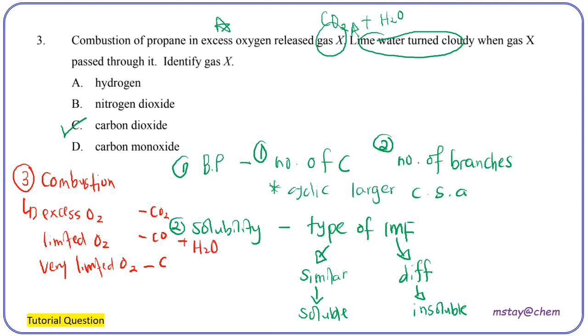In the next video, we are going to discuss another chemical property of alkane, which is that alkane undergoes halogenation.